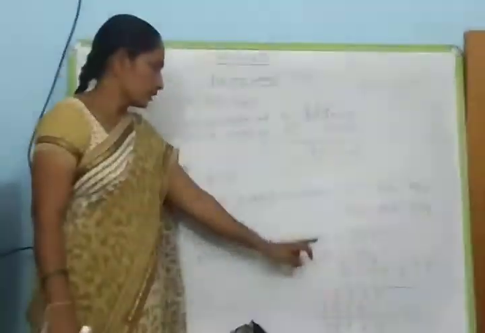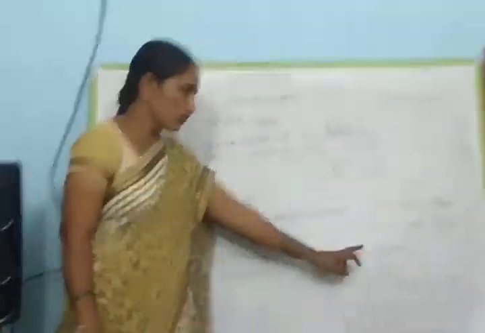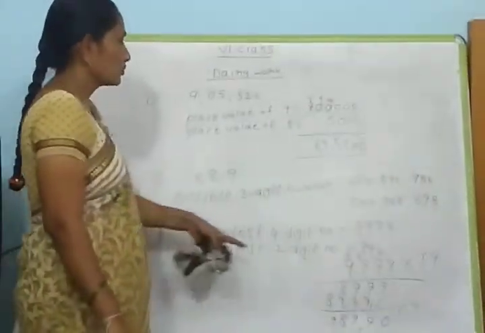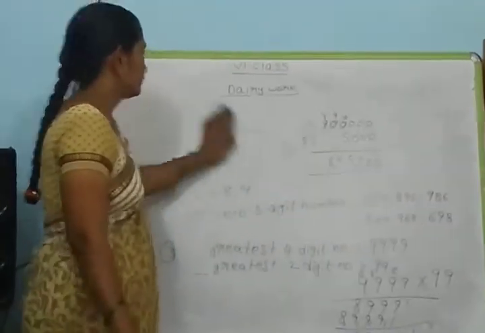You have to write the greatest 4-digit number and the greatest 2-digit number. You have to see what they asked. They asked to find the product, which means you have to do multiplication.